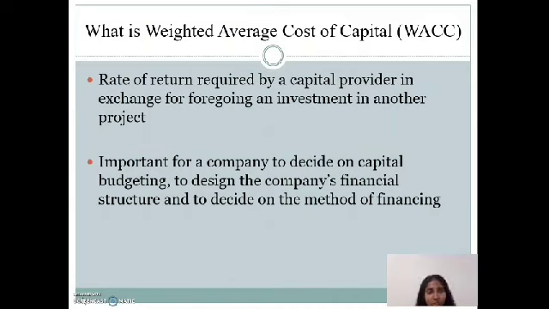Let's move on to the first question. What is weighted average cost of capital? Weighted average cost of capital is the rate of return required by a capital provider in exchange for foregoing an investment in another project. It is important for a company to decide on capital budgeting, to design the company's financial structure and to decide on the method of financing.